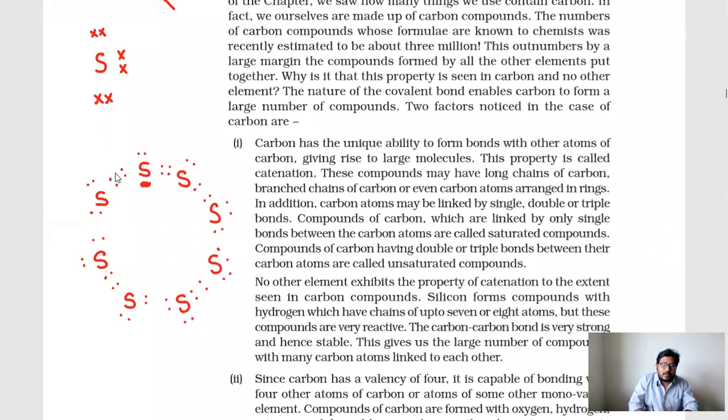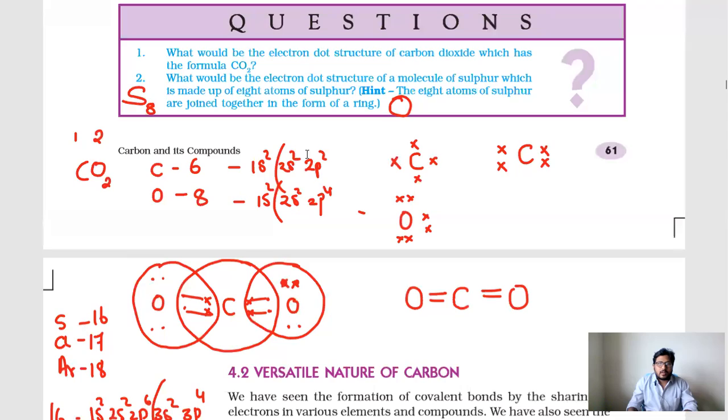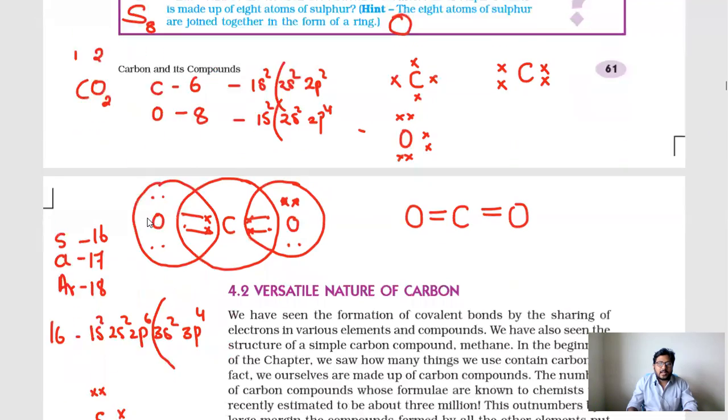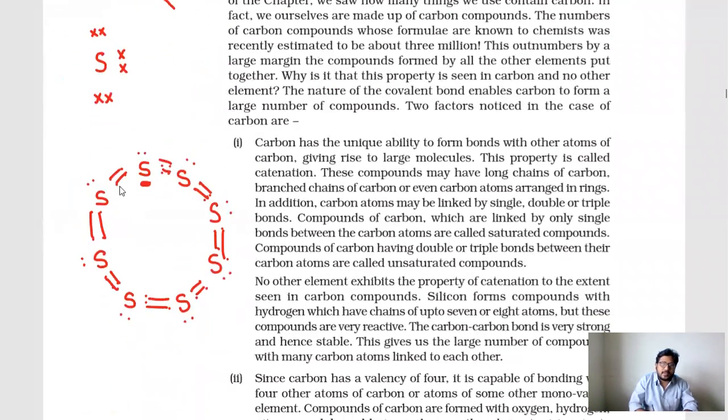Now a double bond between these two sulfurs, a double bond between these two sulfurs, a double bond between these two sulfurs, like that. Double bonds you can observe between these two sulfurs, like that. Yes, 8 atoms can be formed. Simply to say, you can draw like this.